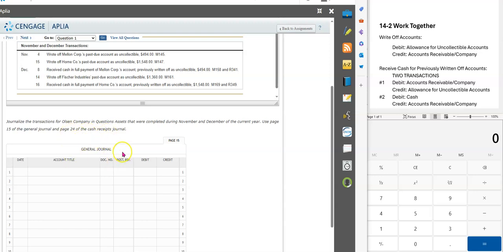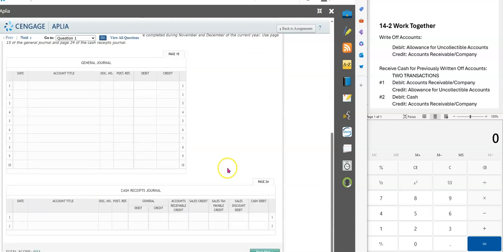Okay, so a general journal, those will always have 2 lines because you'll have 1 debit and 1 credit. It could have more than 2 lines, but it will always have at least 2 lines. And then your cash receipt journal, remember that's anytime you receive cash. And so it will always be a debit to cash, and then just depending on the situation, whatever else is going on.